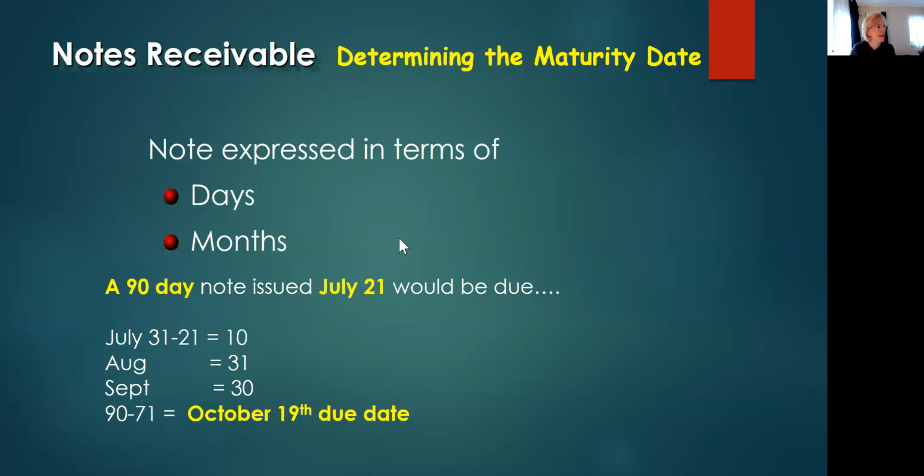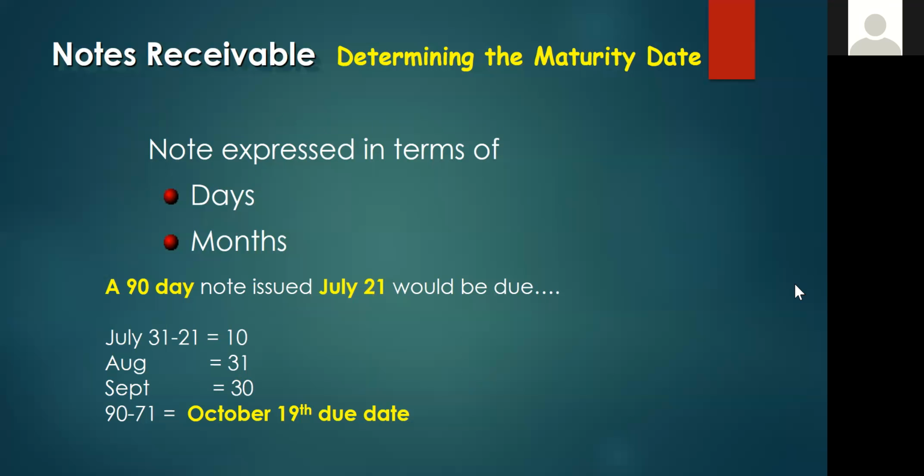Now, if you express the note in terms of days and you said this was a 90-day note, then you count out 90 days from July 21st. So, and this is how you do it. You take the end of the month minus the issue date. That counts as 10 days. August is a 31-day month, so you add 31 days. September is a 30-day month, but that only brings us to 71 days. So we need 19 more days to get to the 90 days. You guys all understand that? You want to go through that again? Can you go through that again?